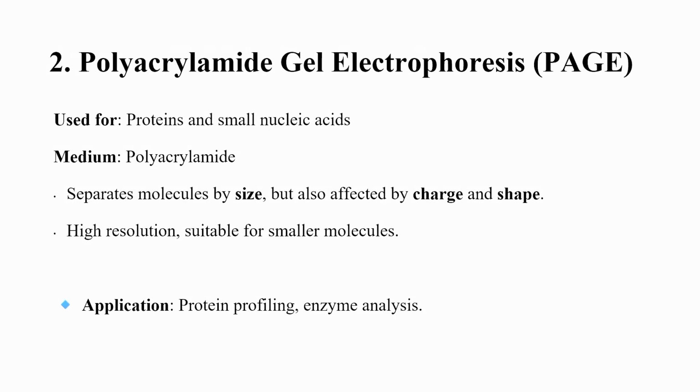Second is polyacrylamide gel electrophoresis, that is also abbreviated as PAGE. It is used for proteins and small nucleic acids. Medium is polyacrylamide. It separates molecules by size but also is affected by charge and shape. It provides high resolution and is suitable for small molecules. Application is protein profiling and enzyme analysis.